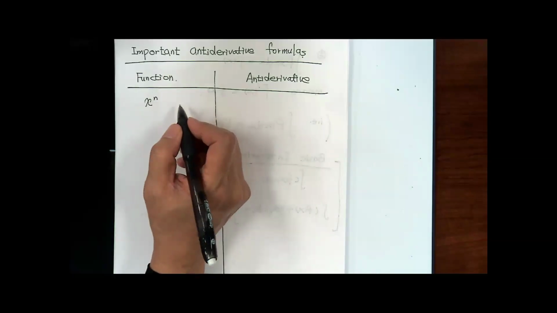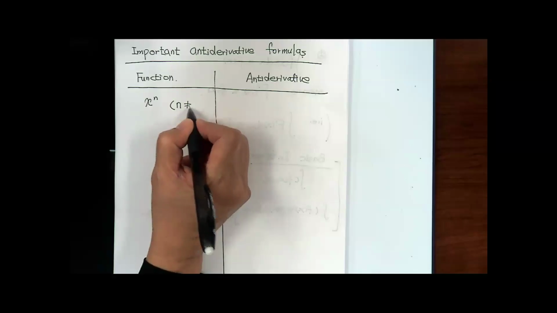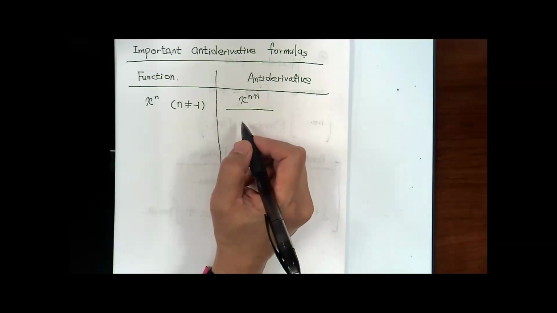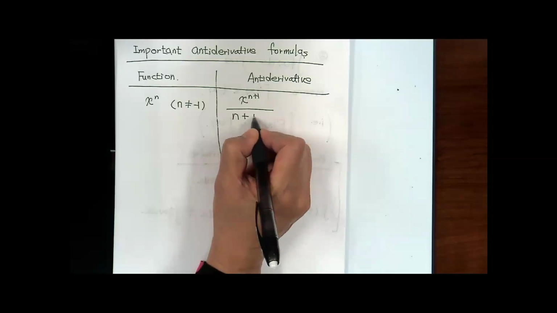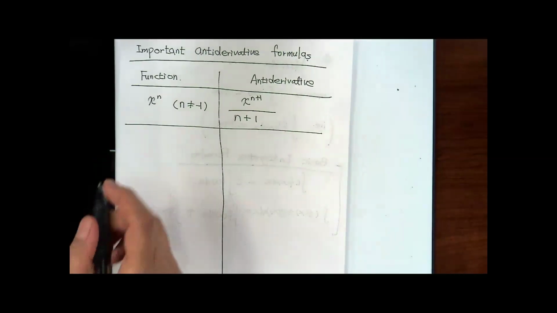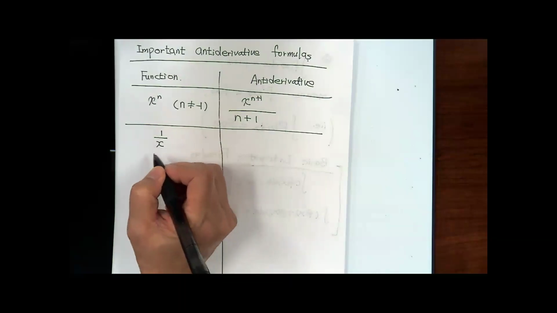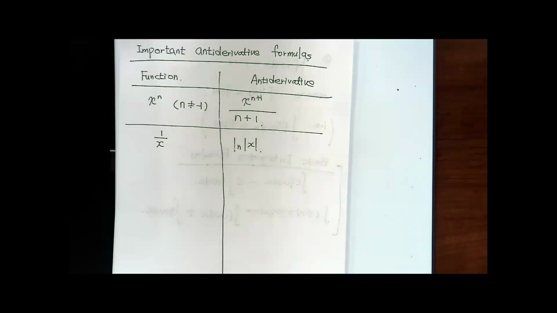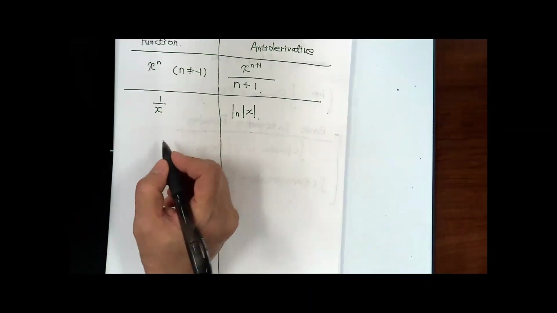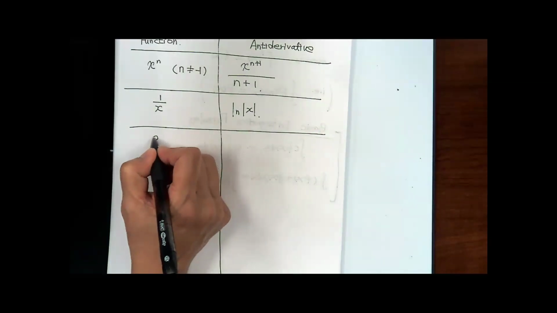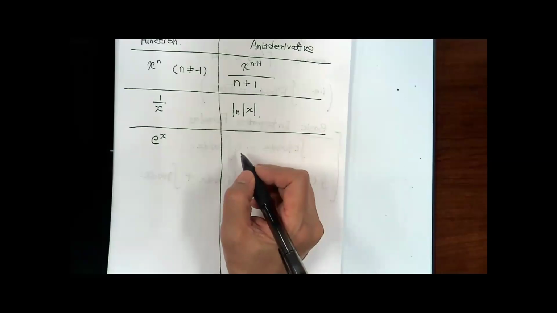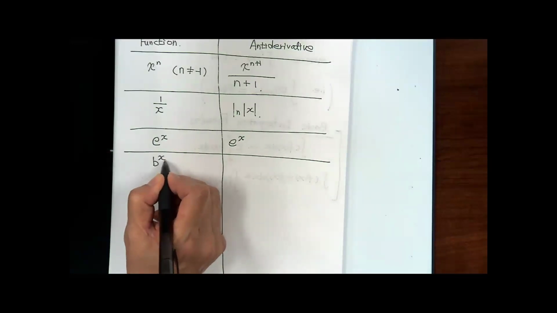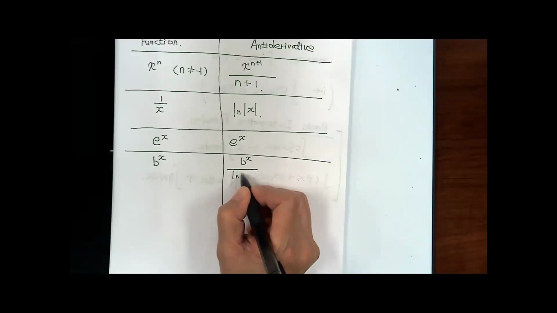We have a power function, x to the nth power. When n is not -1, the antiderivative is x to the n plus 1 power over n plus 1. And 1 over x, if you integrate it, then you will get natural log of absolute value of x. If you have e to the x, then antiderivative will remain the same, e to the x. And if that is b to the x, then that will be b to the x over natural log of b.